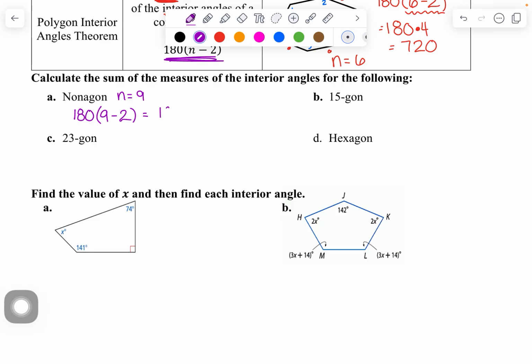9 minus 2 is 7. 180 times 7. I have a calculator for a reason. I don't expect you to do that in your head. I don't do that in my head. 1260.